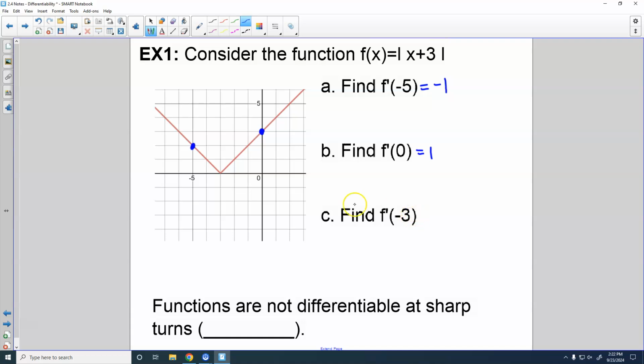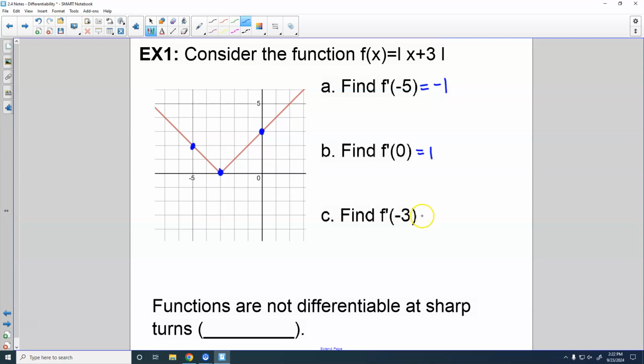The next one they ask us for is at negative 3, right here, at this point. Saying what the slope of that graph is not really going to be possible. Because on the left side, what's the slope? Negative 1. But on the right side, what's the slope? Positive 1. And you're looking at the very point where it switches.